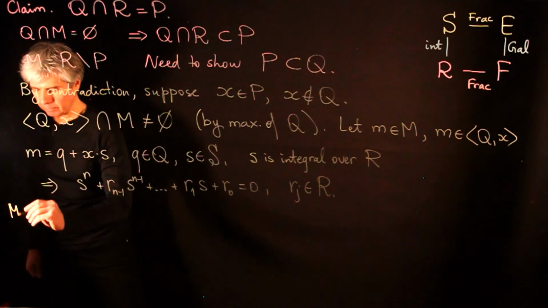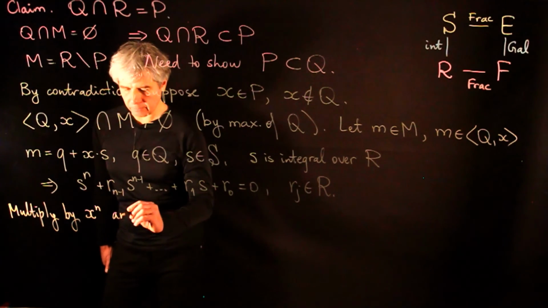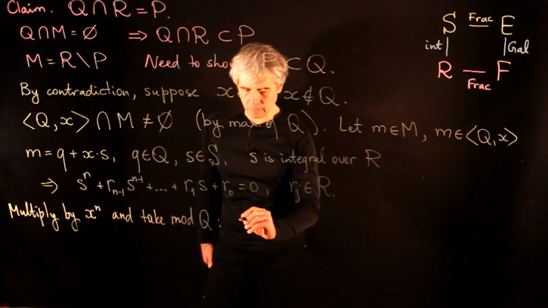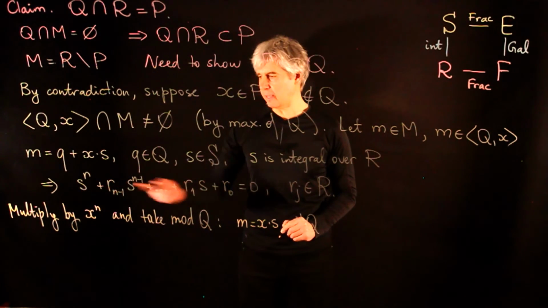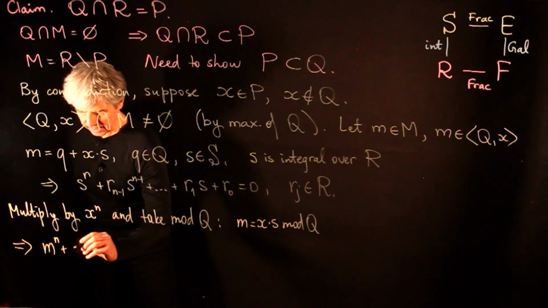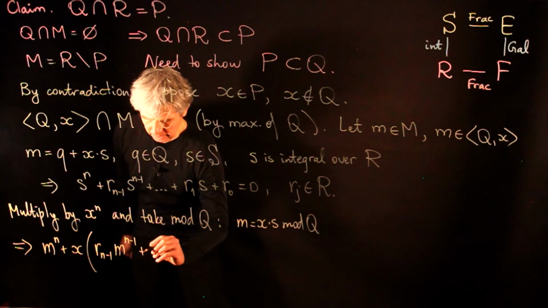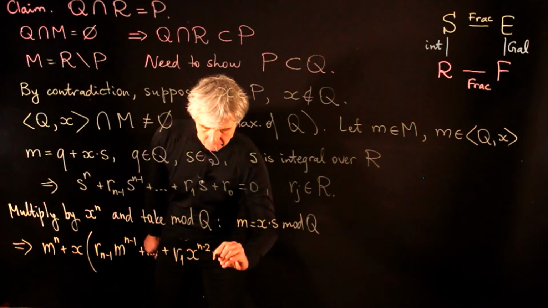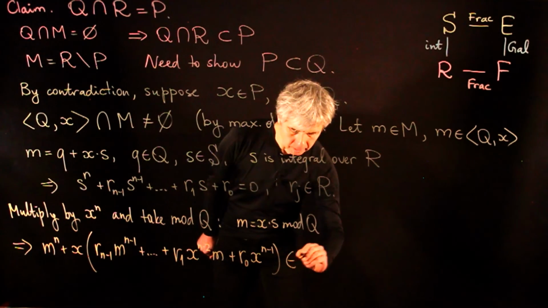Next, we multiply this equality by x to the power n and then take everything mod Q. In particular, we will have that m is x times s mod Q. Then, if we multiply the left-hand side by x to the power n, we will get m to the power n plus x times r_{n-1} m to the power n minus 1 plus ... plus r1 times x to the n minus 2 times m plus r0 times x to the n minus 1, and this whole thing is in Q.